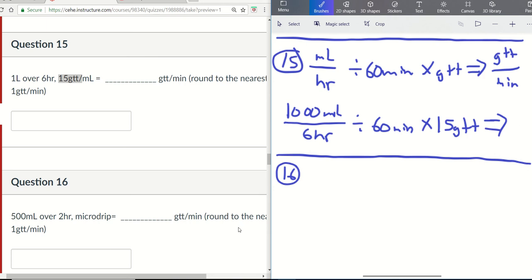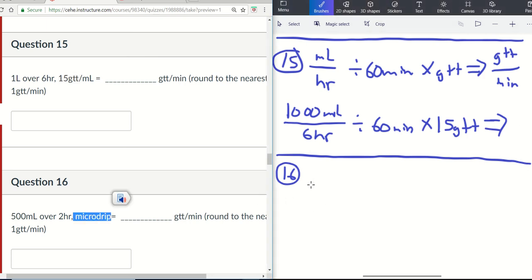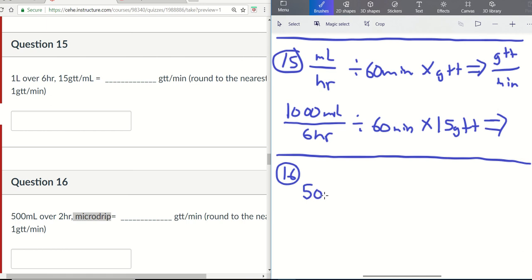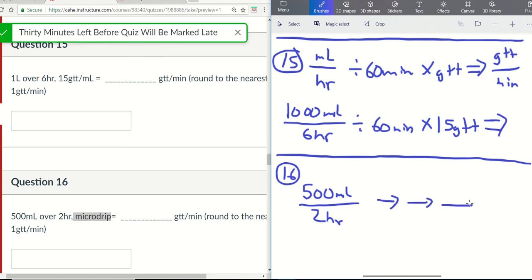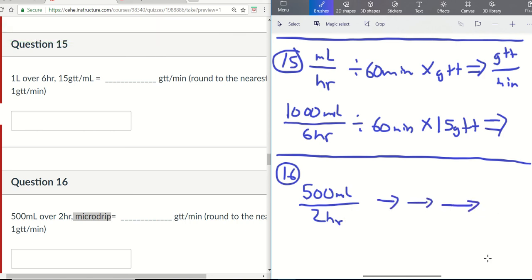16, exact same way. But since we're using micro drip tubing, what do you guys know? Yeah, the same value. The flow rate value is the same as the drip rate value. So what do you get? How many drops per minute? Yeah, 250. The numerical value of the flow rate is the same as the drip rate when you're using micro drip tubing.